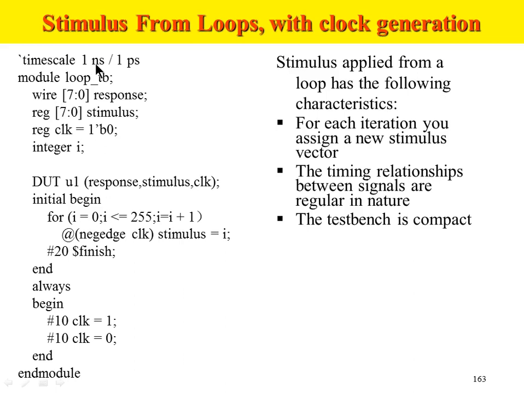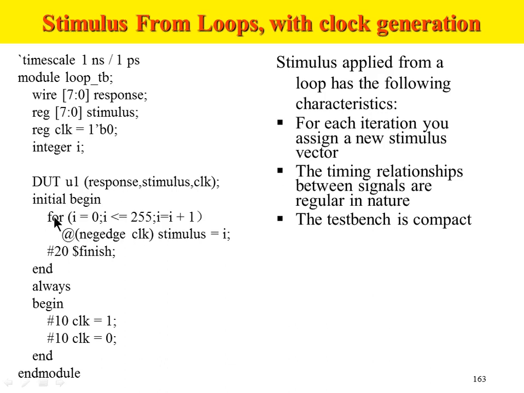Take timescale 1 nanosecond slash 1 picosecond. So precision is up to the 1 picosecond level in this case. I can zoom in my simulation up to a 1 picosecond window. Module loop test bench, empty ports. Wire 7 down to 0 response, reg 7 down to 0 stimulus. There is a clock requirement in this case. So reg clock, initial value is 0. There is an integer called I.